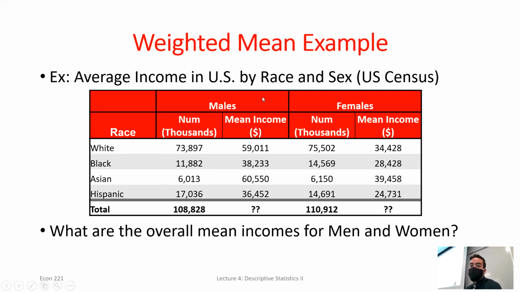So the process we'll go through is take the value of the variable we're interested in, so income 59,000, multiply it by that group's weight, so 73,000, then add to that 38,000 times 11,000, add to that 60 times 6,000, add to that 36 times 17. When we add all those up, that'll be our numerator. Our denominator would just be the sum of the weights here, right? And the sum of the weights I happen to put up here, if we add all these up, is 108,000.